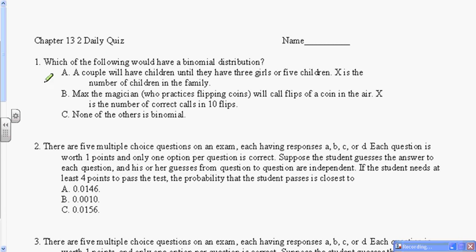So we look at this one, we see a couple will have children until they have 3 girls. Until they have does not signify a set number of trials before they begin. Because of that, it's not binomial.